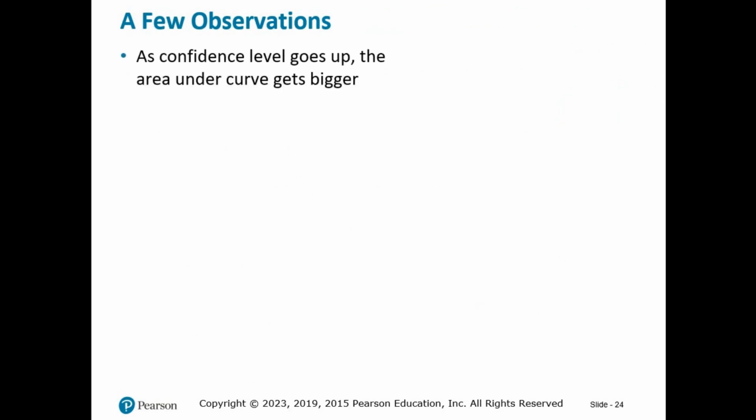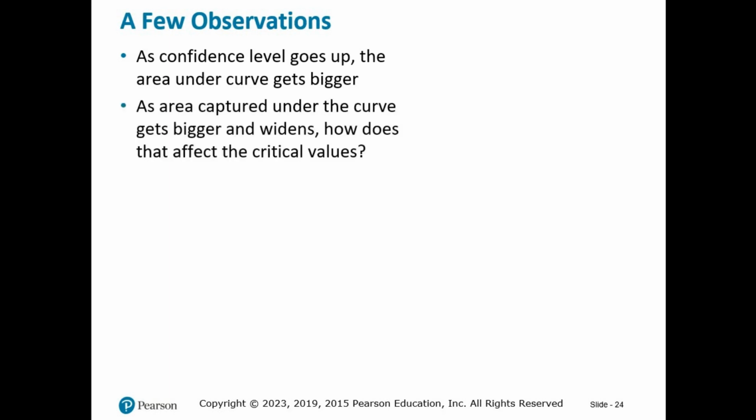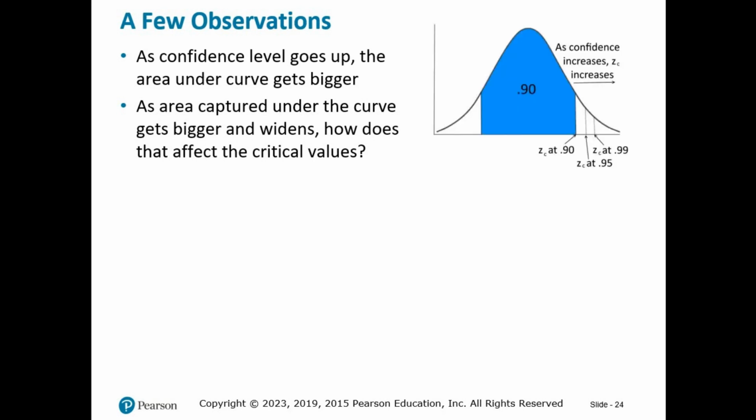Before we move on, let's make a few observations. As confidence goes up, the area under the curve gets bigger. As the area captured under the curve gets bigger and widens, how does that affect the critical values? If you look at this graph, here's what the positive z sub c value is when the confidence level is 0.9 or 90%. When we increase the confidence level to 95% or 0.95, see how that increases?